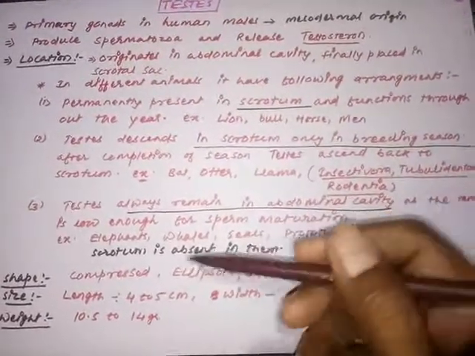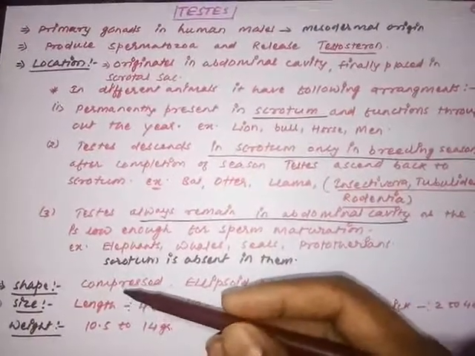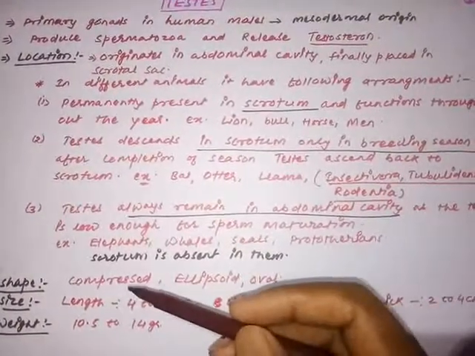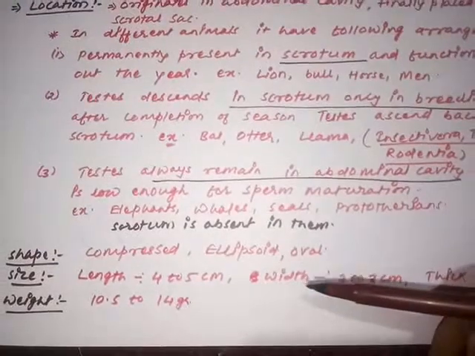So now moving on to the next point about the testis morphology, we are just going to begin. The shape of testis. The shape of testis is compressed, ellipsoid and oval. What is the shape of testis? It is compressed, ellipsoid and oval.